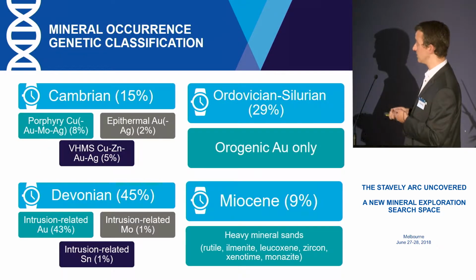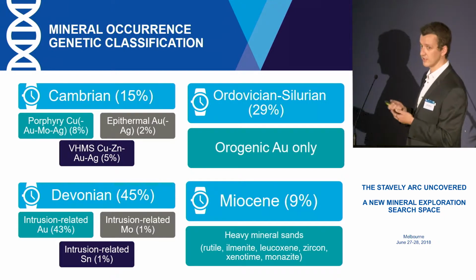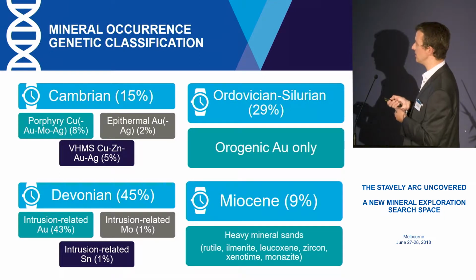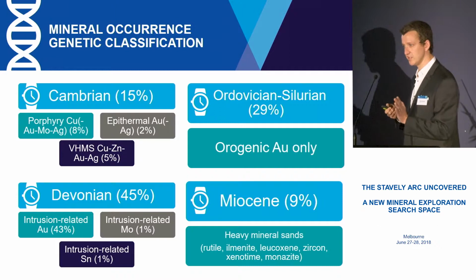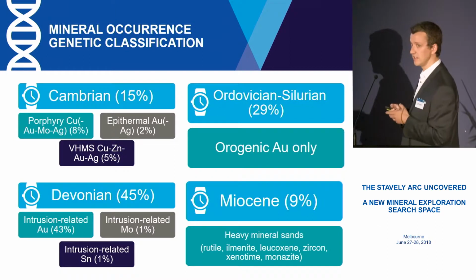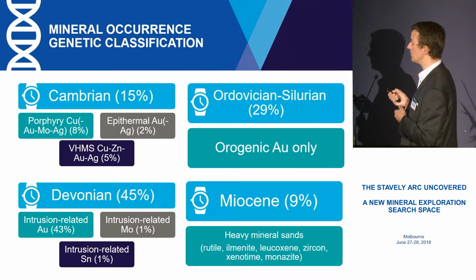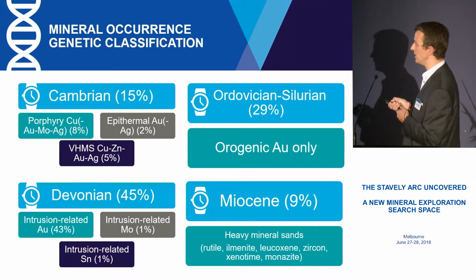But obviously, because there's not a lot of outcrop, especially Cambrian outcrop, only 15% of those mineral occurrences are actually Cambrian in age, and they've been classified as these: Ordovician, Silurian, orogenic gold. And that's included here because the Stavely project area went just into the margin of the Stawell zone. So those are located in the Stawell zone. We have a lot of intrusion-related gold mineral occurrences, and we've got the world-class mineral sands deposits sitting in the Murray Basin cover.